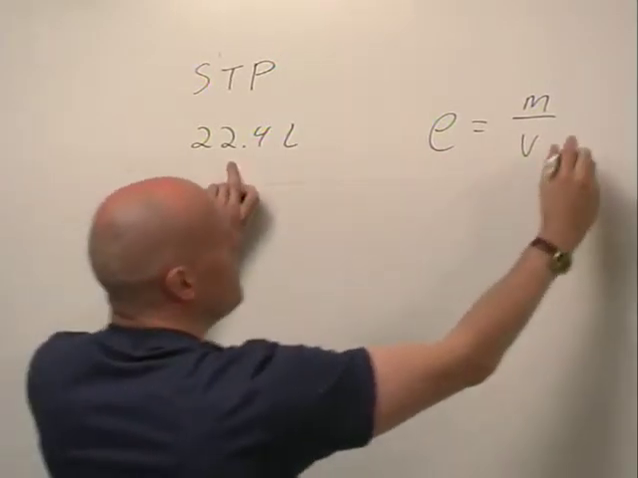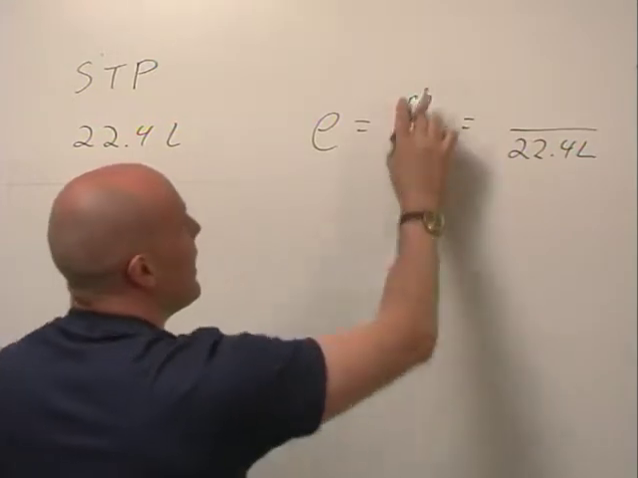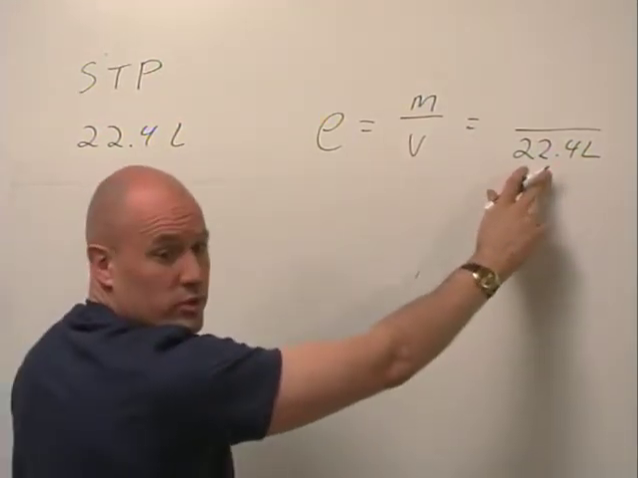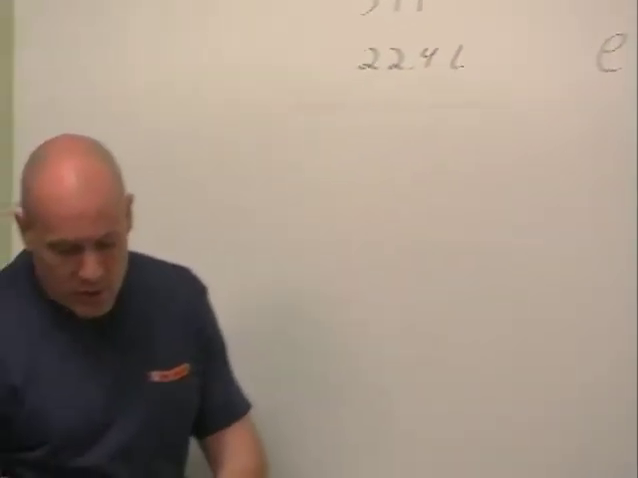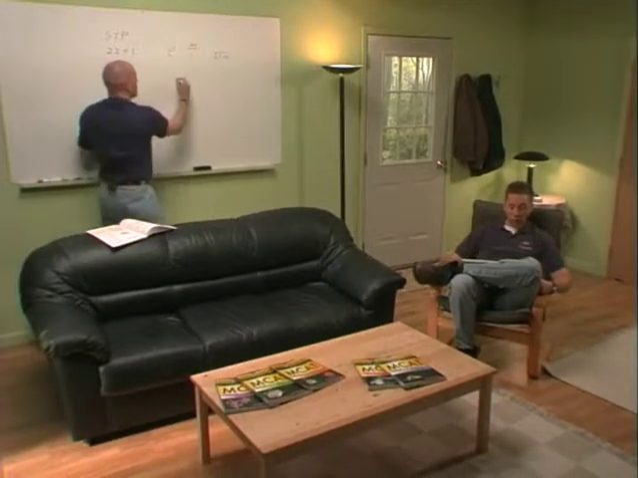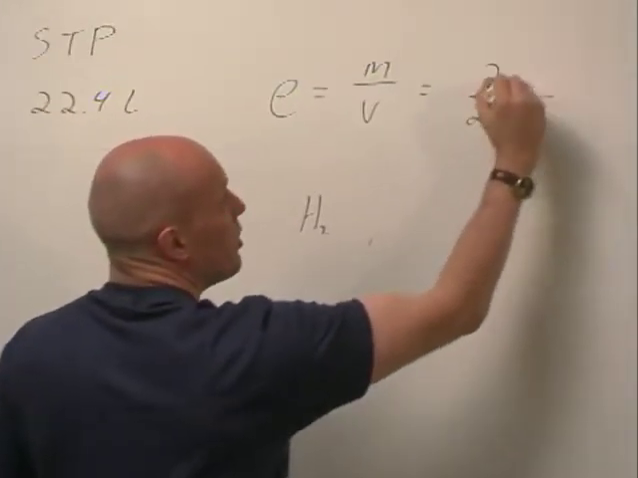I've got the volume, which is 22.4 liters, and that is how many moles? That's 1 mole, right? So I might be tempted to use 22.4 grams, but I can't use that. I've got to use 1 mole. And what is the weight of 1 mole of hydrogen gas? That would be 2 grams per mole. Remember, it's H2, so it's 2 grams per mole.